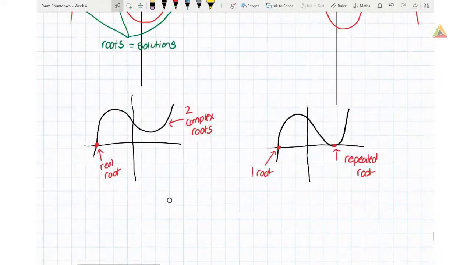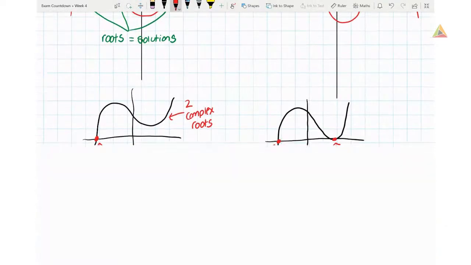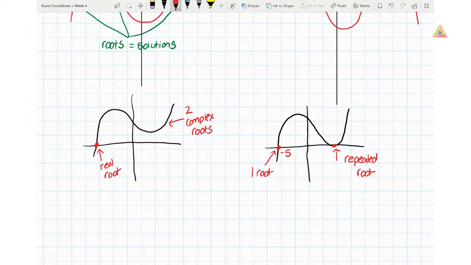For example, this might be maybe x equals -5, and this point here, again, I'm just pulling these numbers from the top of my head, but that might be x equals 3. So your three roots would be x equals -5, x equals 3, and x equals 3. So remember that if it sits on the x-axis or skims the x-axis, you're going to end up with what we call a repeated root.